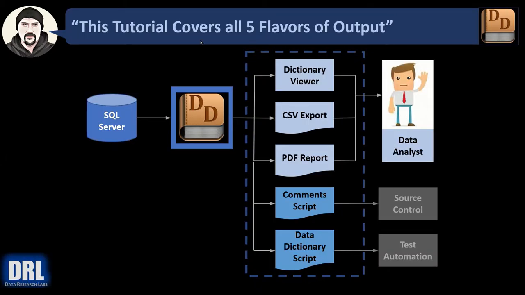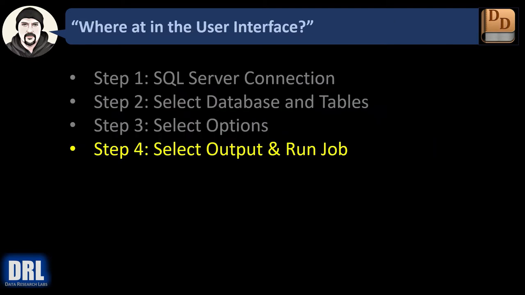This tutorial is going to cover all five flavors of the output of the Data Dictionary Generator: the Dictionary Viewer, which is a data grid in the screen that you can scroll through, the CSV exports that you can view in Notepad or Excel, the PDF report looks real pretty, and then also the two different script outputs, the comment script and data dictionary scripts that you can output and execute yourself in SQL Server Management Studio. We will begin the tutorial and focus on step four in the tool's user interface.